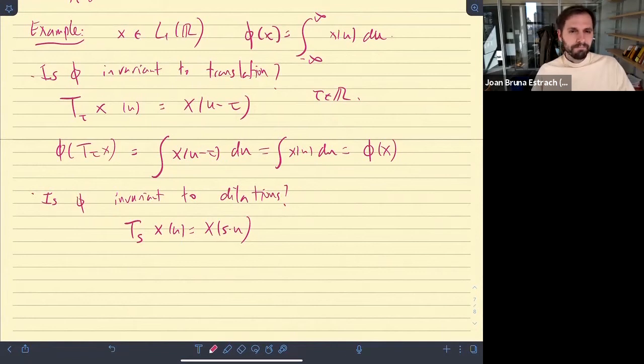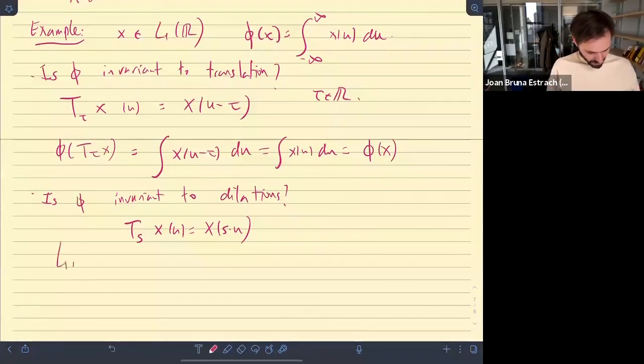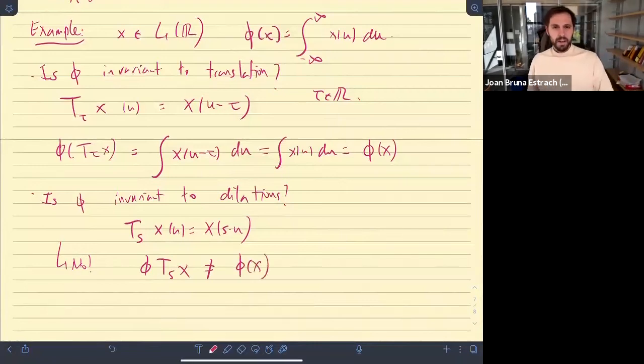Yes, no? No, after the change of variables, you have a 1 over s, no? Yes. Okay, so that's no. So it's not true that phi of s of x is phi of x. Indeed, there's a scale in the change of variables that makes this not invariant. And you can actually see, if you take an image, a signal, and you shrink it, you can turn it into a zero.